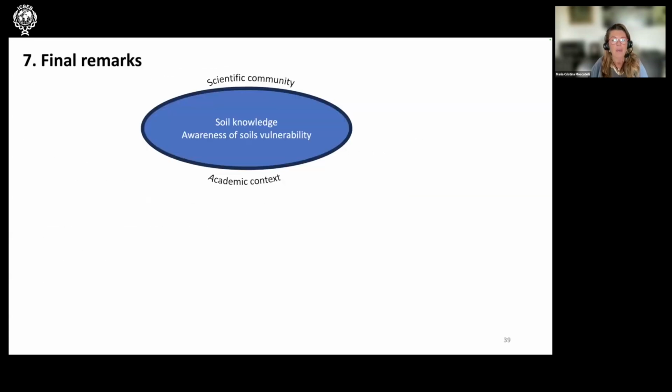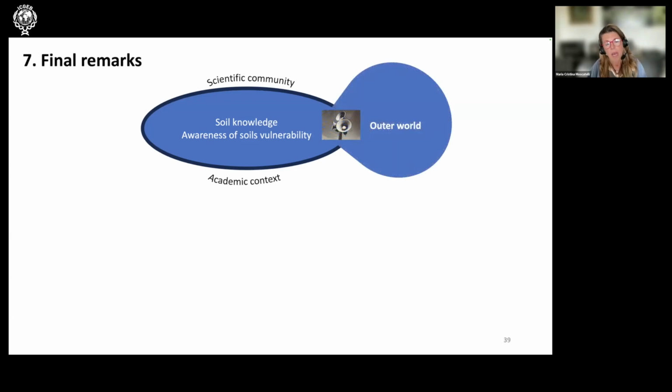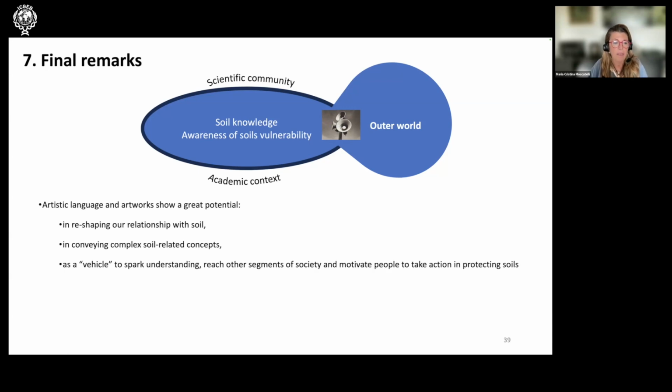Final remarks. Soil knowledge and awareness of soils is locked within the scientific community. What we can do, what we must do, is to find a way to break these borders and transfer this information to the outer world, to other segments of society, possibly using tools and languages easily understood by everybody. And I think that artistic language and artworks show a great potential.